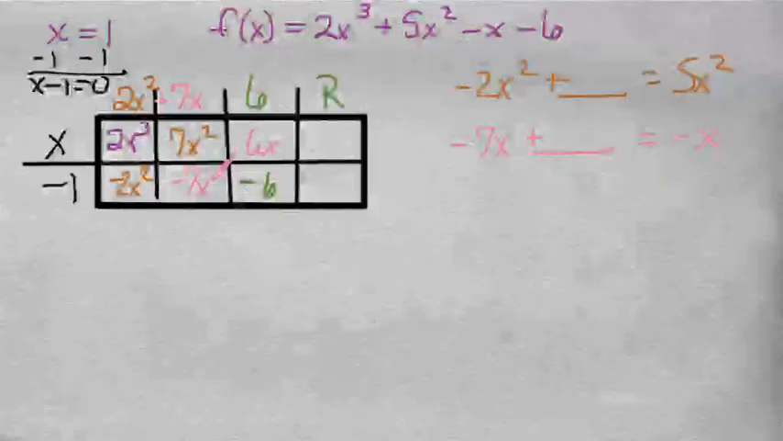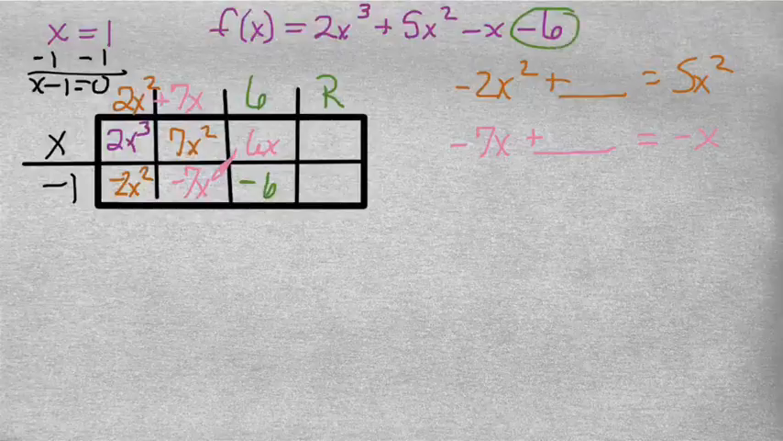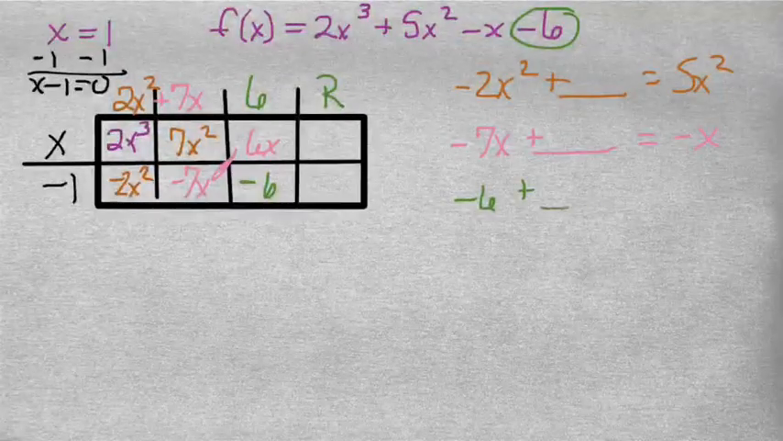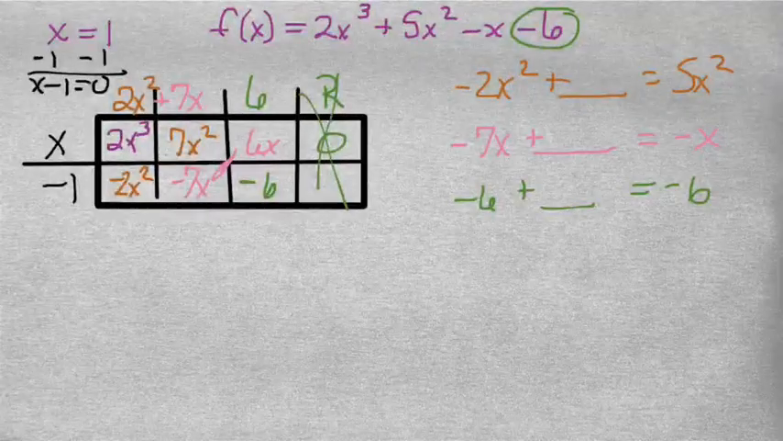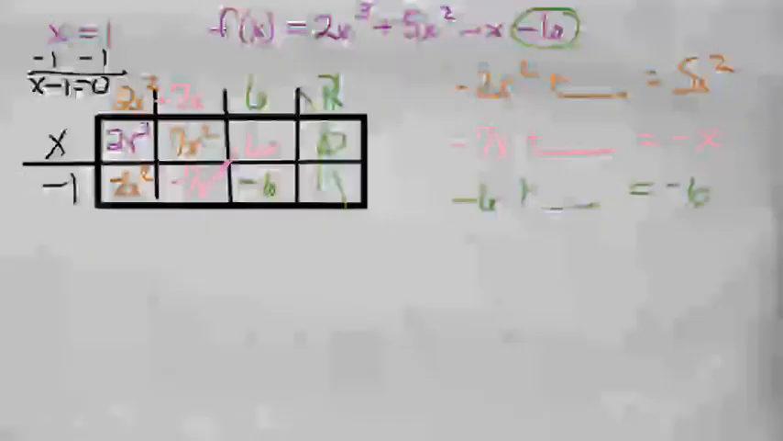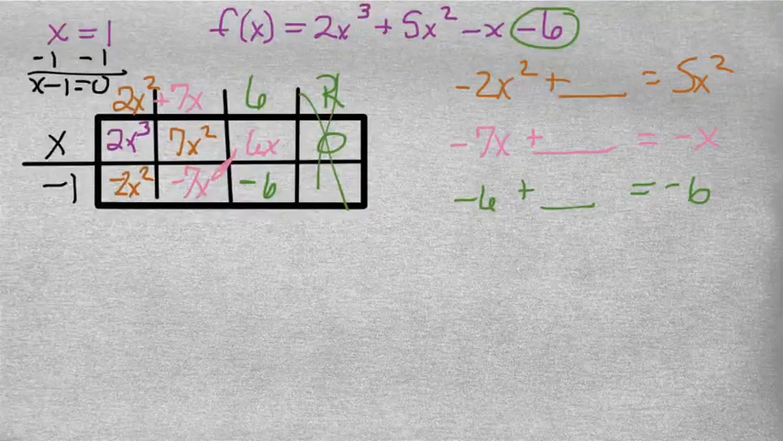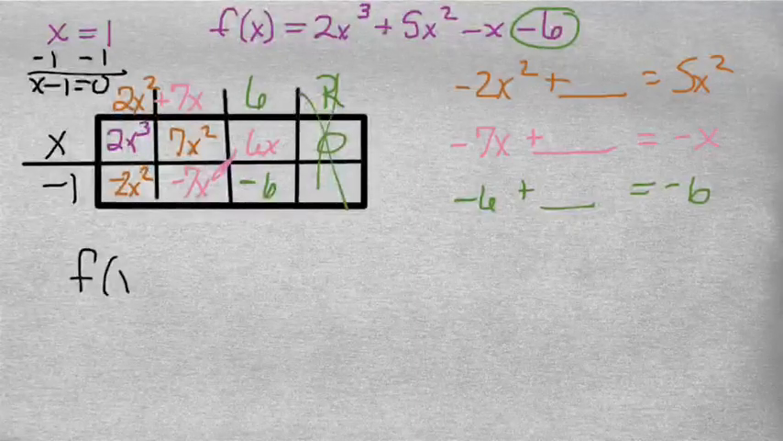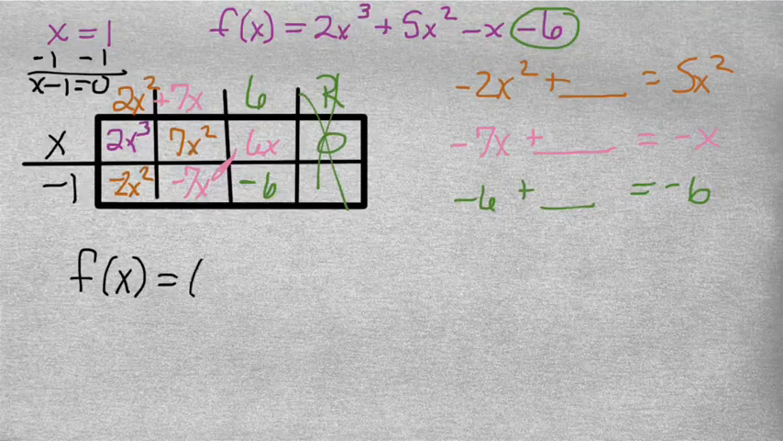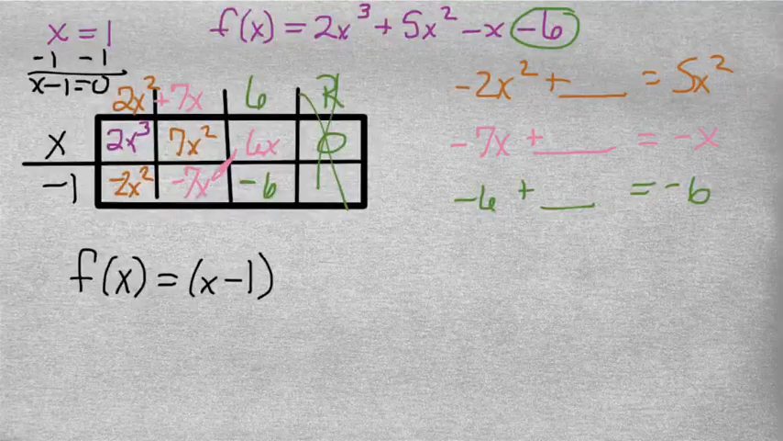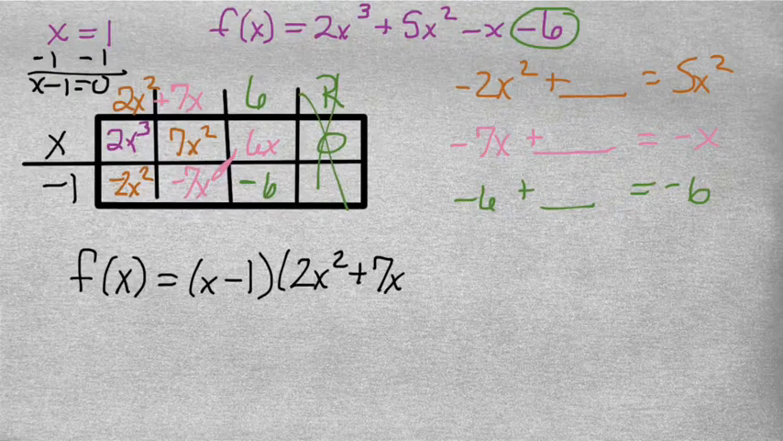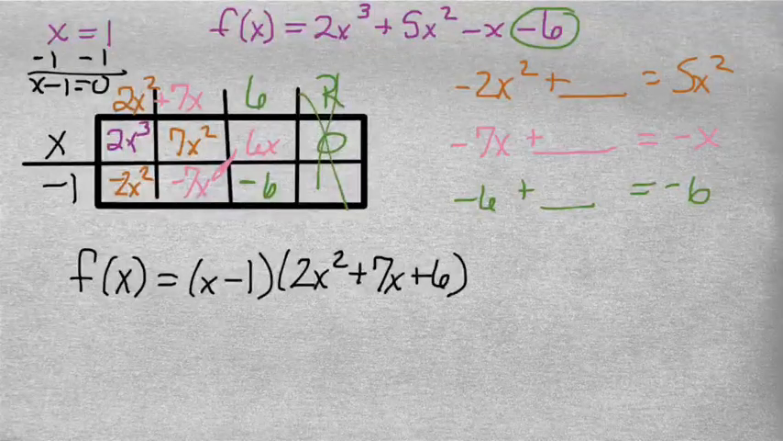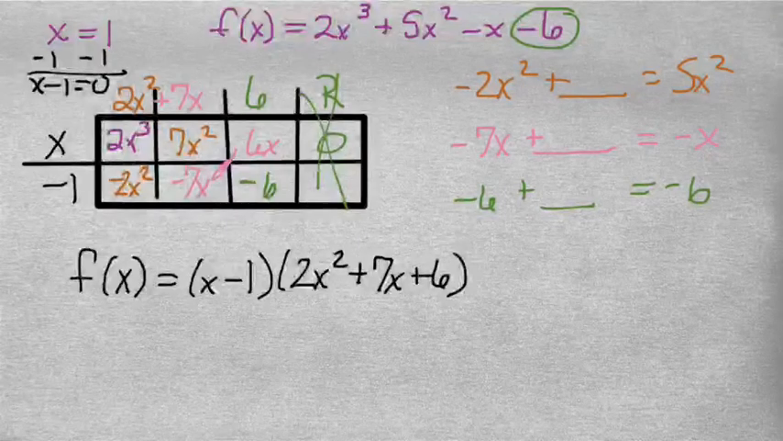My next spot is my remainder column. But I have negative 6 plus something is equal to negative 6. So I don't have a remainder. And in these cases, you should never end up with a remainder. So what this means is my function could also be written as x minus 1 times 2x squared plus 7x plus 6. So let's go one more step further in the factoring.